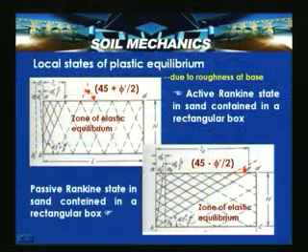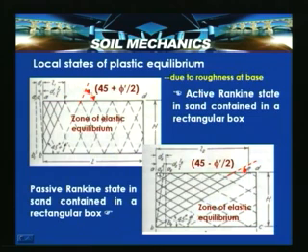In another case, the wall moves towards the soil, that is, the backfill. In such a situation, we have the passive Rankine state in sand contained in a rectangular box, where the wall has to be moved adequately so that this condition occurs. Here you can see that the failure or rupture planes, or sliding wedge, are inclined at 45 minus phi by 2 with the horizontal, shown here as 45 minus phi dash by 2. Because of the roughness at the base, the displacement is 0 here, and here there is a movement or rotation towards the backfill.